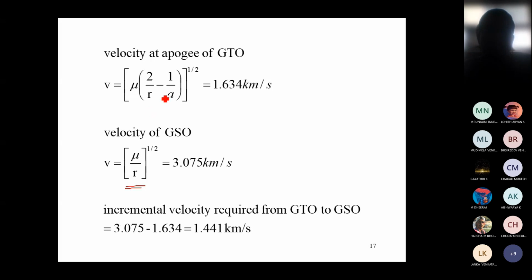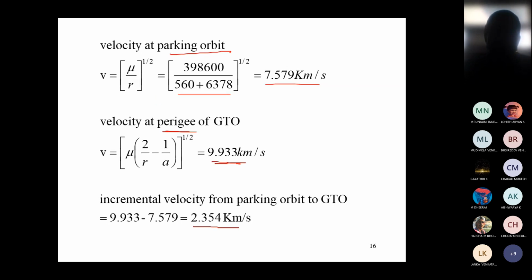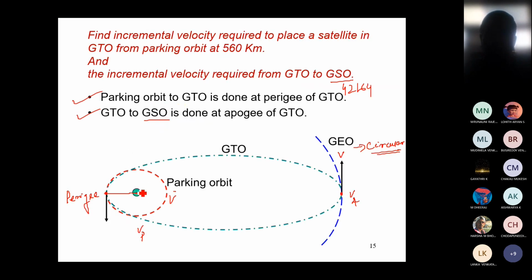So here, I will ask what value of R you will consider. You have to take this value. That is, we always calculate from the center of the earth. So it will be this value, which is nothing but 42,164 kilometers.